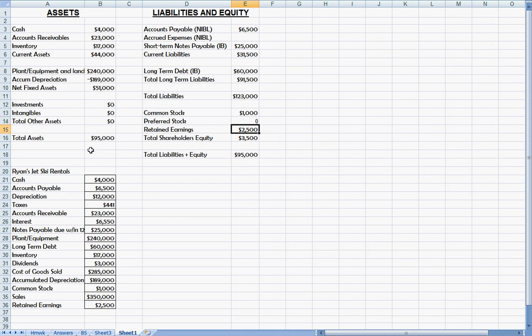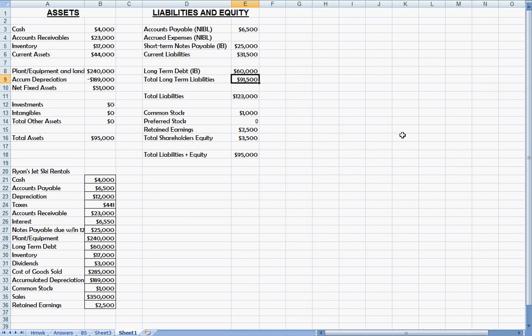The nice news is that our total assets equaled our total liabilities plus equity. And you can see that the current liabilities of $31,500 plus the long-term liabilities of $91,500 totaled $123,000, to which we added $3,500 of shareholders' equity, and that's not possible.